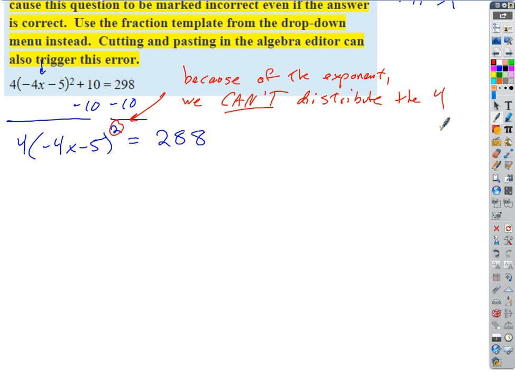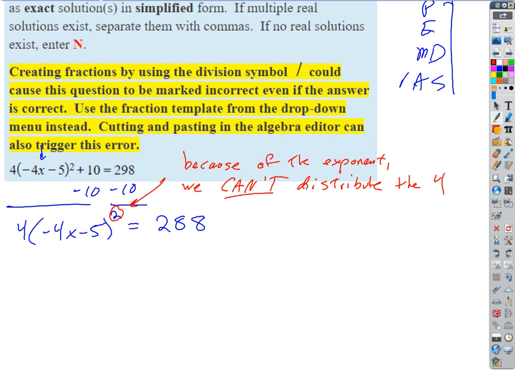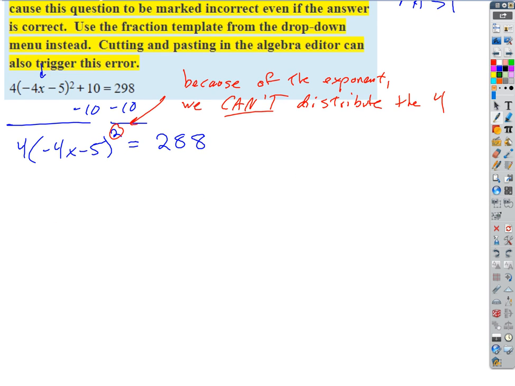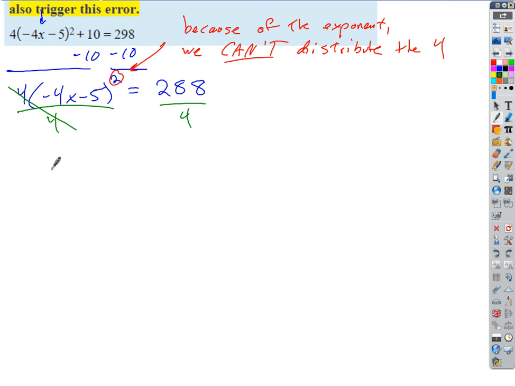So what do we do instead? What's our next step? Divide. Good. So we divide each side by 4 to undo multiplying outside of parentheses by the 4. Good. And that gives us the quantity negative 4x minus 5 squared equals 72. Okay? Now what?